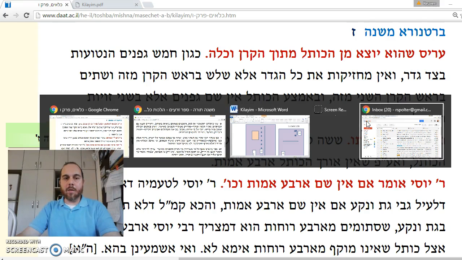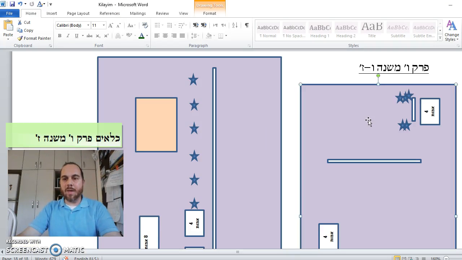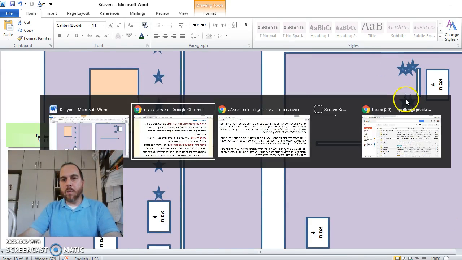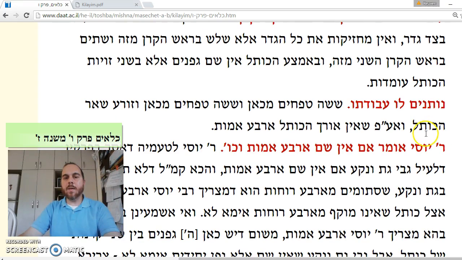So, and I'll explain to you why I think it means this. I've got 3 gefanim bunched here on the edge of a wall, and 2 over here on the other edge of the wall. Let's just make it a little bit bigger, okay? And I'll explain to you why I think it means this. Says the Mishnah, says the Bartanura, notin lo avodato, shisha tefachim mikan, 6 tefachim from the first group, v'shisha tefachim mikan, and 6 tefachim from the others. V'zorea sh'ar hakotel, and you can plant along the rest of the wall.